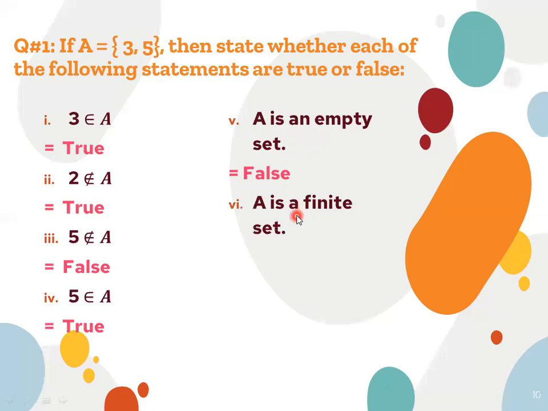Okay, A is a finite set. What does it mean? Finite sets are those in which you can count the members of the set. So how many members are there? Only 2 members. So these members or elements are countable. So you will say that this is a true statement, that A is a finite set. Why is A a finite set? Because the members of set A are countable. If the members are countable, you will say that your given set is a finite set.